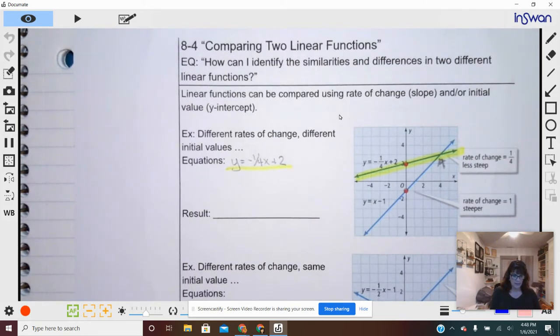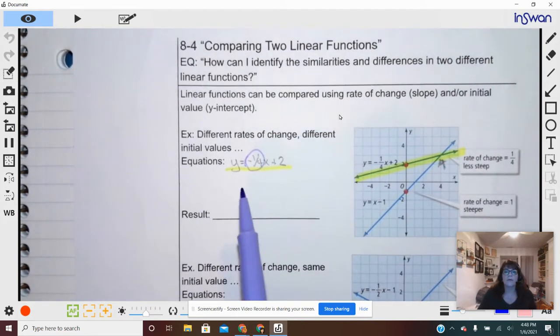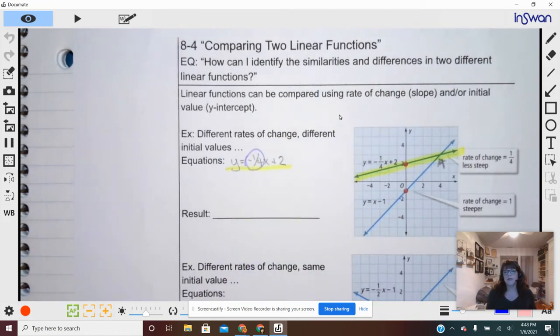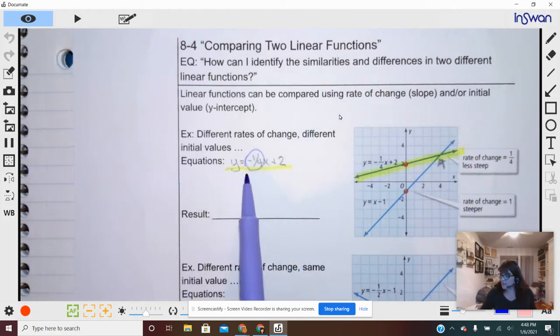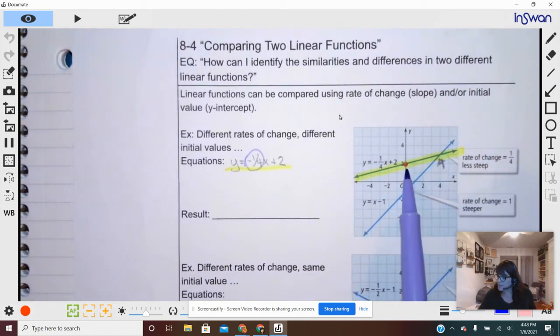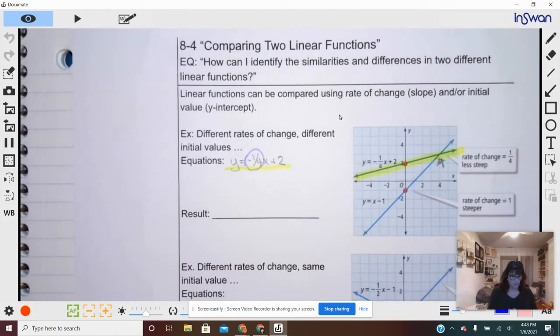Okay. Now, if you notice, here's your slope, negative 1/4. Anytime your slope is a fraction, it's going to be gentle. Okay. And if it's negative, okay, it should be going downhill, which is a challenge here because it's not. It means somebody graphed wrong. But it does intersect at the point 2.